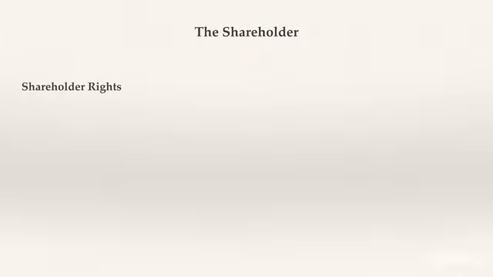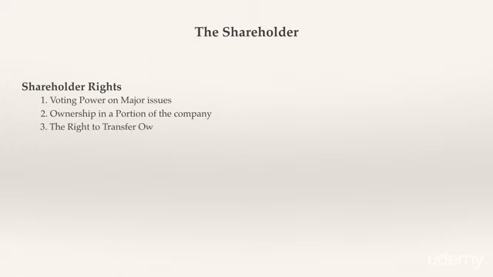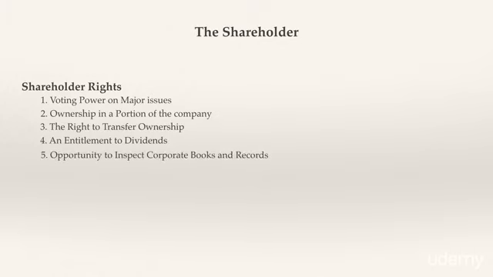As a shareholder, you are a partial owner of the underlying company and have a set of rights, which are called shareholder rights. According to Investopedia, those rights include voting power on major issues, ownership in a portion of the company, the right to transfer ownership, an entitlement to dividends, which is something we will look at in another lesson, the opportunity to inspect corporate books and records, and the right to sue for wrongful acts.